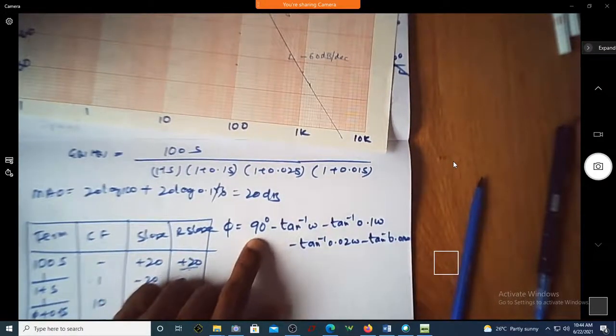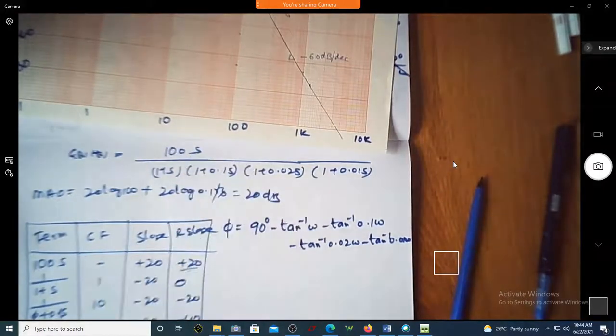Is this one okay? Why is it 90 degrees for the s angle? For an open-loop zero at the origin, why is the phase angle plus 90 degrees? If I ask you a question, how do you justify it?